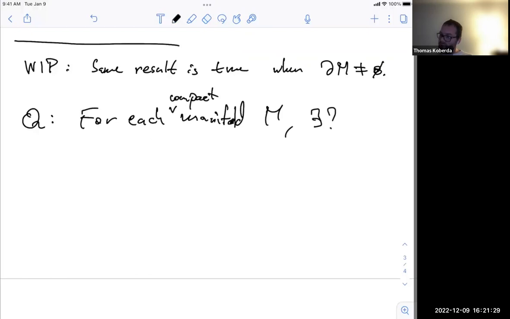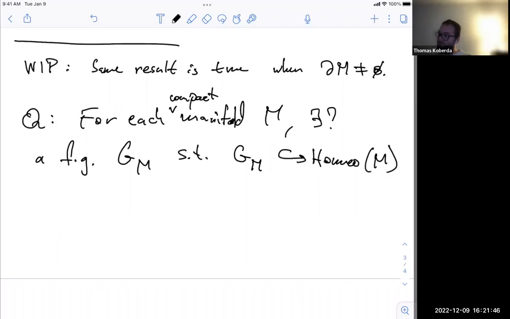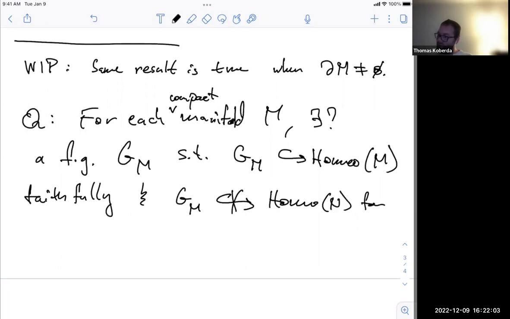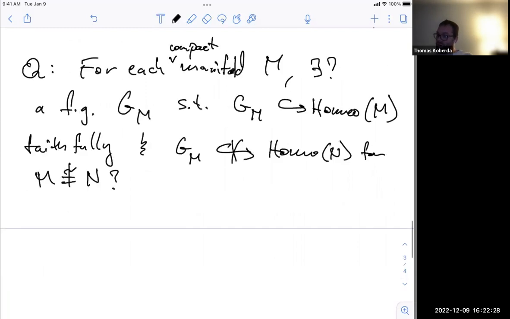does there exist a finitely generated group, maybe G sub M, such that G sub M acts by homeomorphisms of M faithfully, and G sub M does not embed into homeo of N for M not homeomorphic to N. So basically to find finitely generated groups which, simply by virtue of their algebraic structure, can be used to distinguish between homeomorphism types of manifolds. And another question is the same.